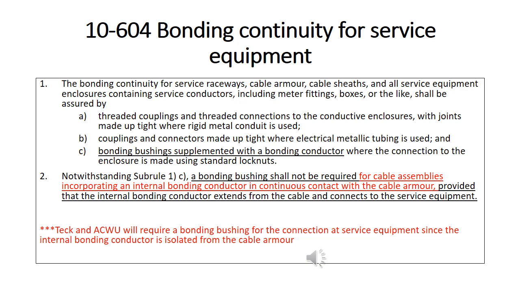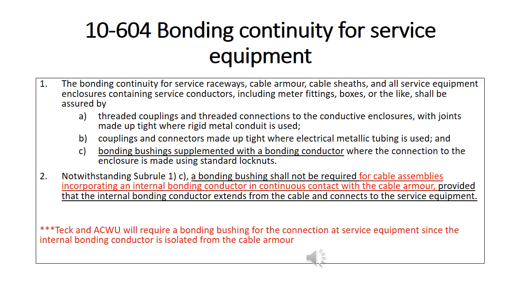And Subrule C, bonding bushings supplemented with a bonding conductor where the connection to the enclosure is made using standard lock nuts. Subrule 2, notwithstanding Subrule 1C, a bonding bushing shall not be required for cable assemblies incorporating an integral bonding conductor in continuous contact with the armor cable, provided that the internal bonding conductor extends from the cable and connects to the service equipment.